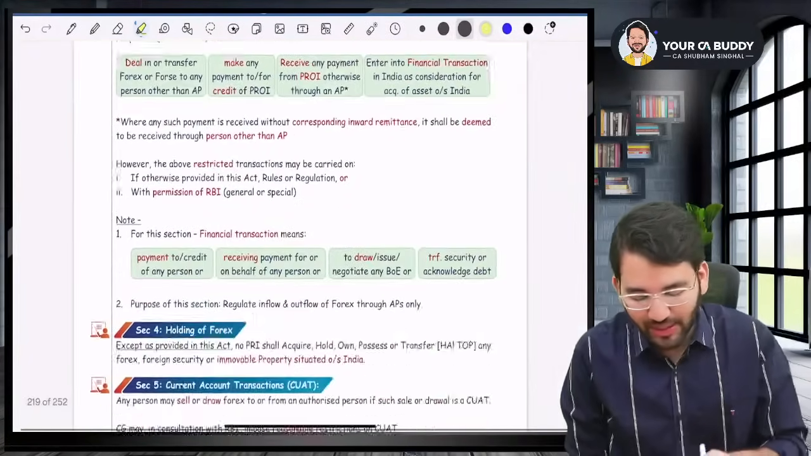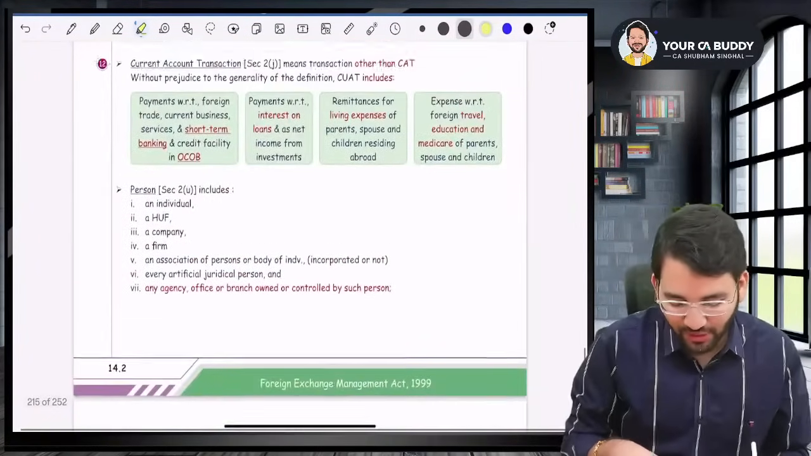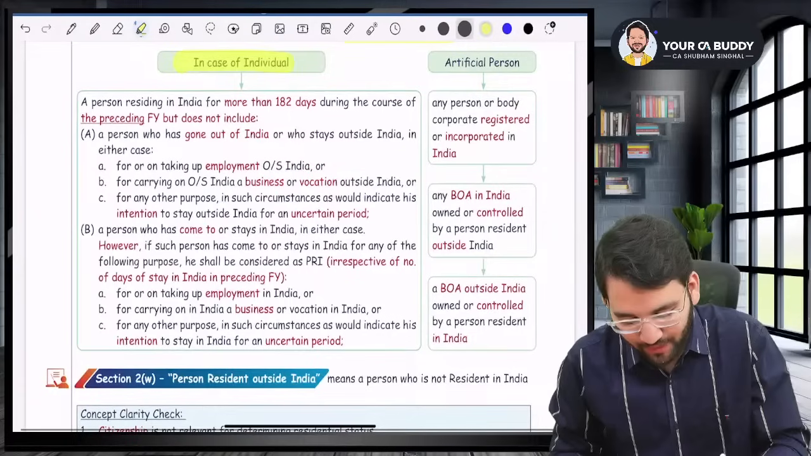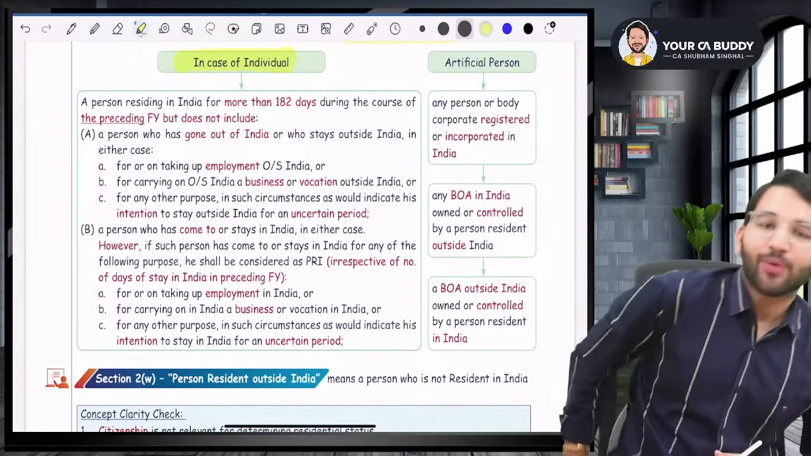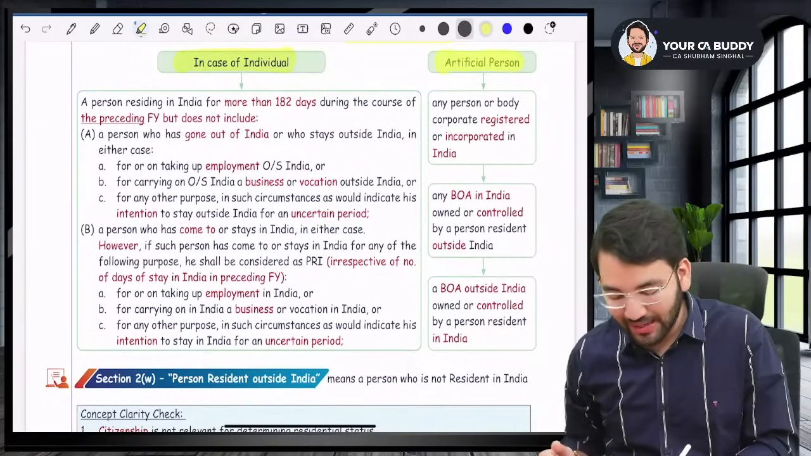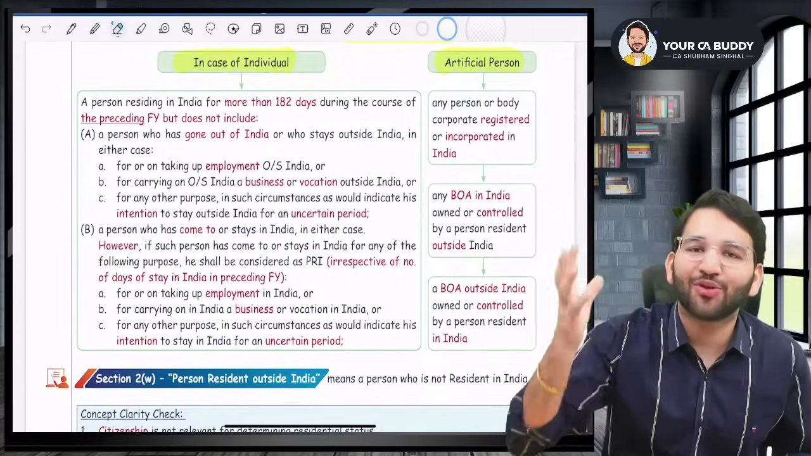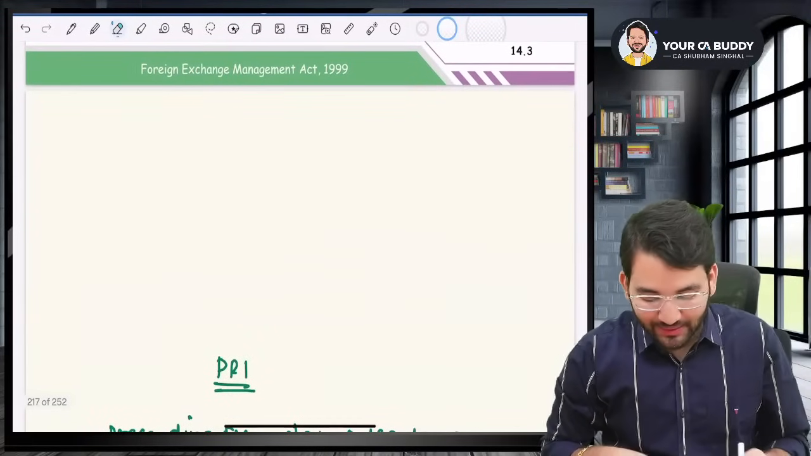See, the PRI definition that we just studied was for an individual. So this is what we studied for an individual. Now let's come to any artificial person. Sir, artificial person as in company, branch, office, agency. Very simple, sir. This is also very interesting.